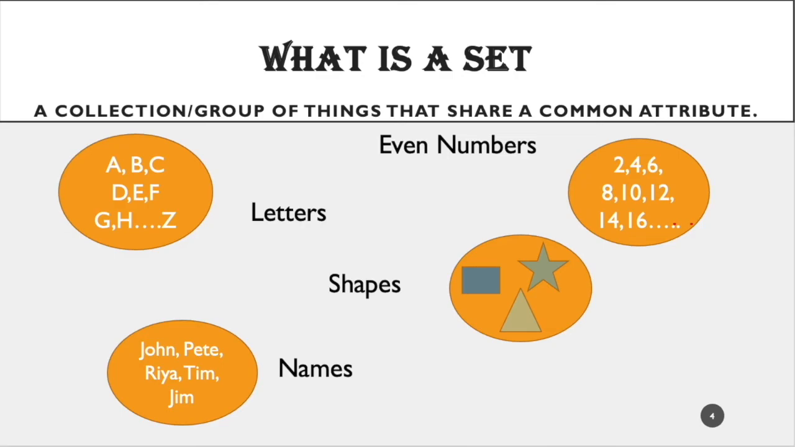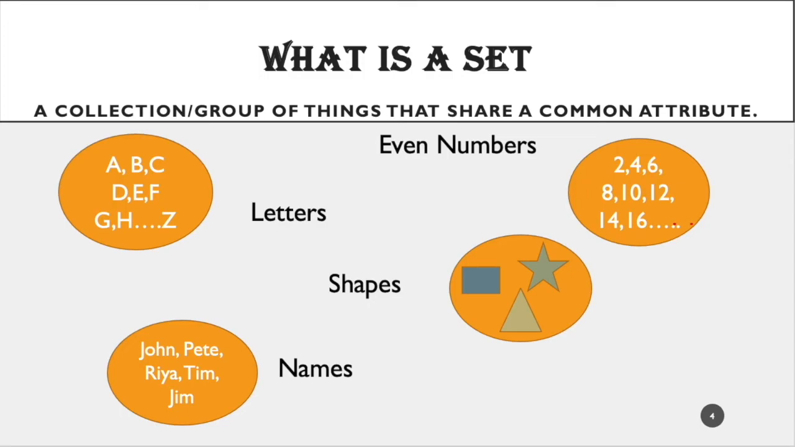So 11 cannot be part of this set. So what about this set of shapes? Can we input a letter into this set? We cannot, because this set is also defined by a common attribute, like the other sets. All the elements of this set would be shapes. So we cannot input a letter or a number into this set.